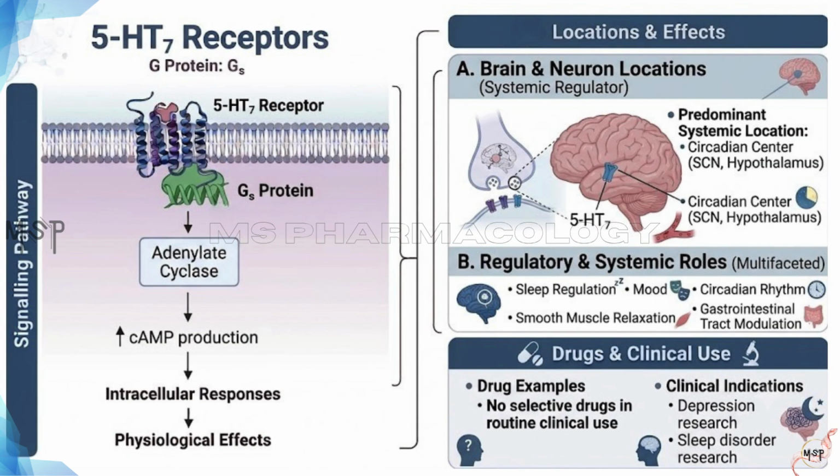Finally, we have the 5-HT7 receptor. Like 5-HT4 receptors, 5-HT7 receptors are coupled to GS proteins and are located in the brain, blood vessels, and gastrointestinal tract. Activation of these receptors regulates sleep, circadian rhythm, mood, and smooth muscle relaxation. While no selective drugs are currently in routine clinical use, 5-HT7 receptors continue to be investigated as promising targets for the treatment of depression, sleep disorders, and other neuropsychiatric conditions.